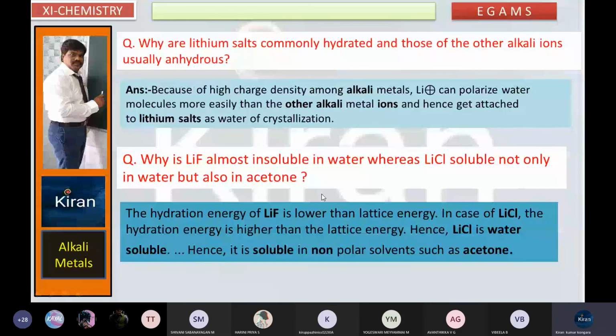In lithium fluoride, the atomic sizes are small and the electronegativity is high, but chlorine has lower electronegativity compared with fluorine. In lithium fluoride the hydration energy is less and the lattice energy is high. Since the hydration energy is less, it is not soluble in water. But in lithium chloride the hydration energy is high, hence it is soluble in water.